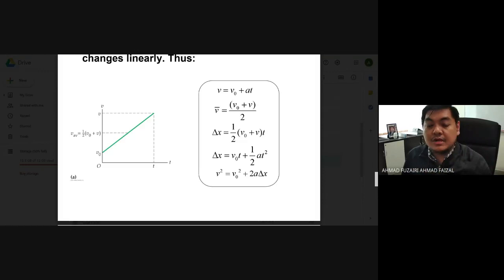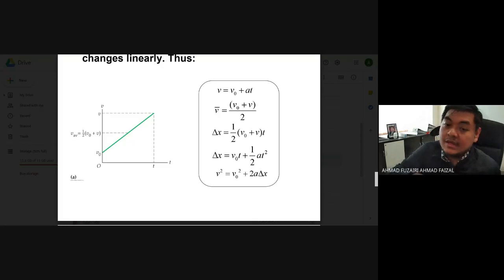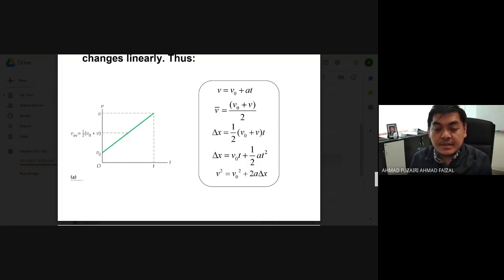Okay, let's now pay attention to equation number 3, which means delta x, the displacement, is equivalent to half of v naught plus v, times t. Now, try to imagine if you bring the t at the end of the right-hand side down to the left-hand side. Then the left side should be delta x divided by t, equivalent to half of v naught plus v.